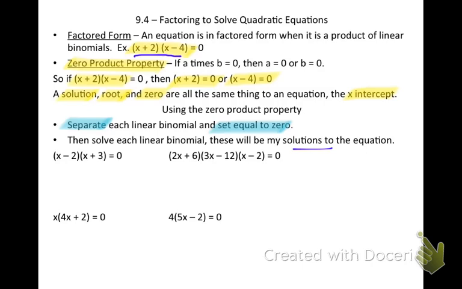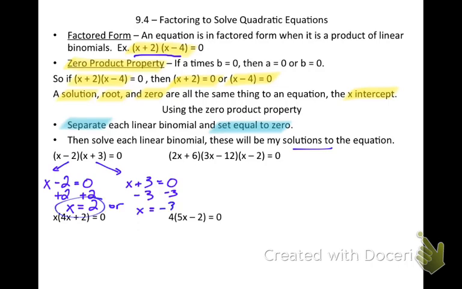So for this first one, these are the two things being multiplied by each other. I'm going to separate them, go x minus 2 equals 0, and x plus 3 equals 0. When I do that, I add 2 to both sides and I get x is equal to 2, and then here I subtract 3 on both sides and get x is equal to negative 3. These give me my two solutions, x equals 2, or x equals negative 3.